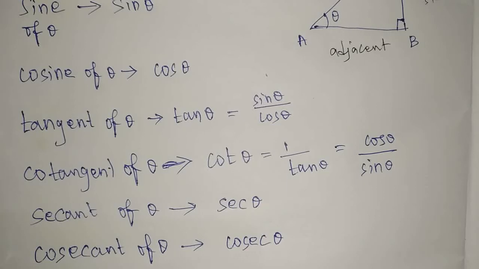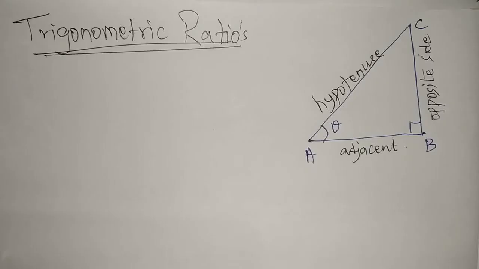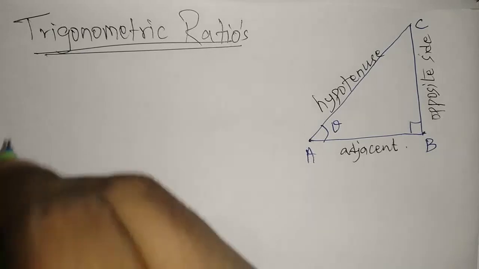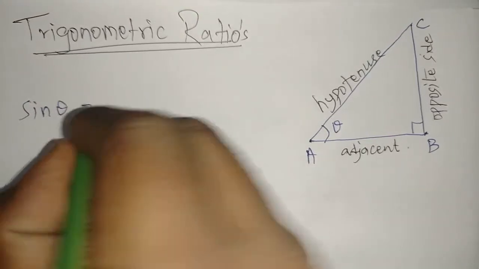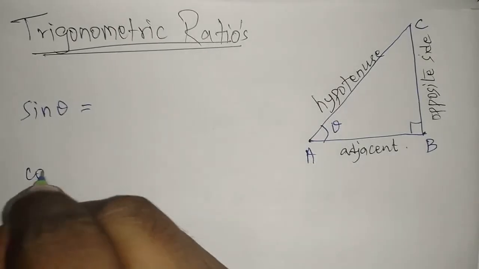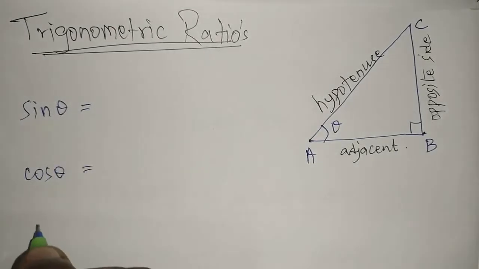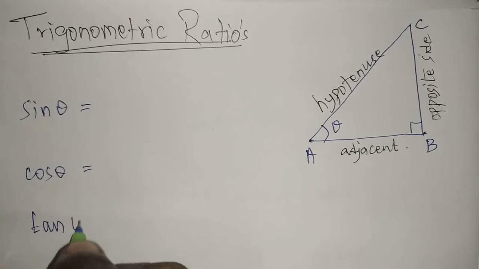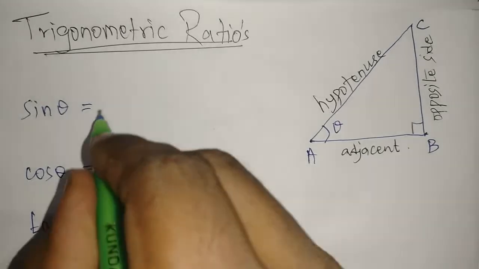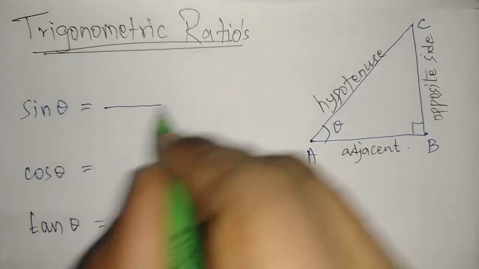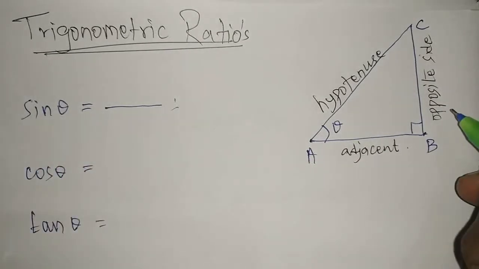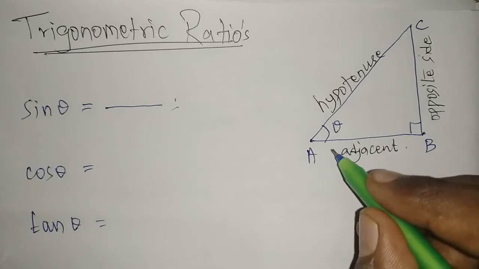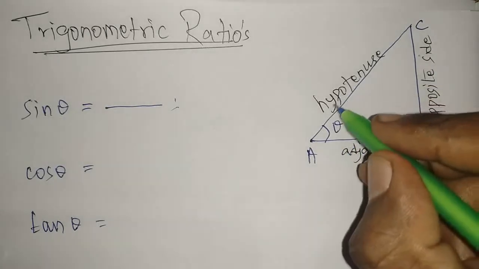So what are the ratios? How to write the ratios I will show now. Let's see the trigonometric ratios. We have six functions: first sin theta, next cos theta, another one tan theta. Here first, this is very important, sin theta is useful for finding height, so sin theta equals opposite side divided by hypotenuse.